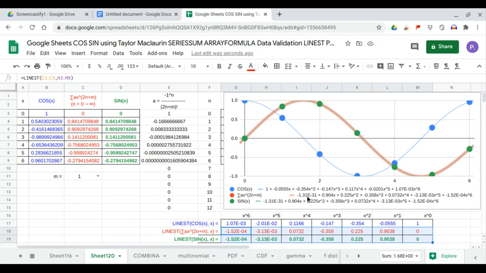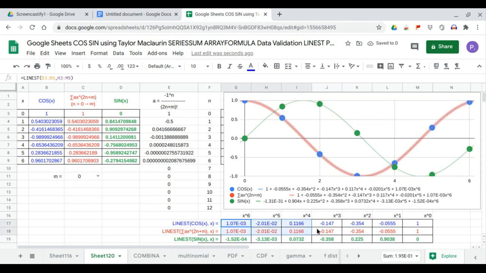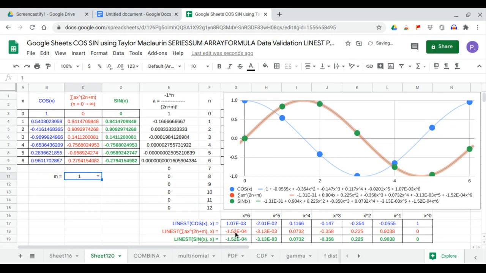So these regression coefficients of the expansion and sine, they're the same. 0.904x, 0.225x squared, minus 0.358 x cubed, they're the exact. So again, going back to 0 for cosine, the regression coefficients are the same. For sine, m equals 1, the regression coefficients of the sine and the expansion are the same.